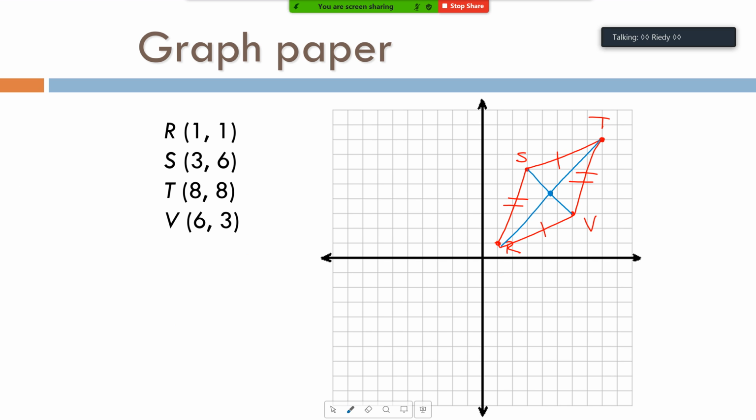Just because I know you have it. John, could you do the length of RS for me? And Chris, you do the length of VT. And then Megan, do, which one are we on? We're on ST. And then Mia, do RV, please. And then when you get your values, just shout it out.